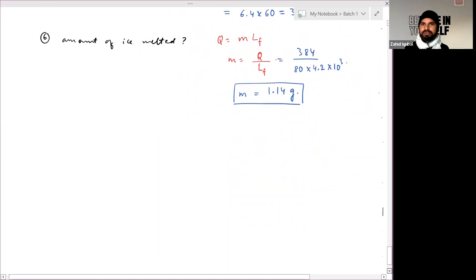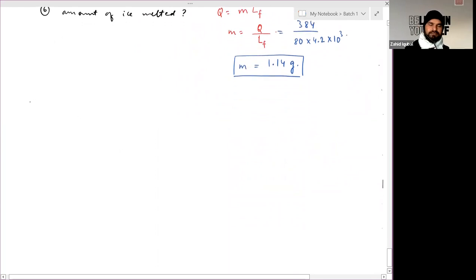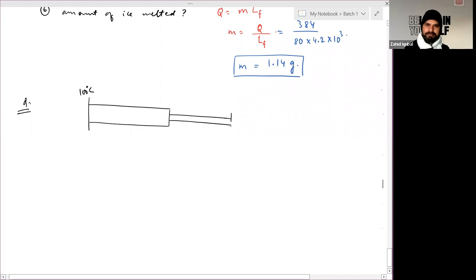Now, next question would be calculation of temperature of junction. Suppose you have a rod whose one end is at 100 degrees Celsius, and another rod whose end is connected at 0 degrees Celsius. Let's say thermal conductivity of this is 0.5 and thermal conductivity of this is 0.3. Area of cross section from this point to this point is 2A, and area of cross section from this point to this point is A. So find temperature of junction.